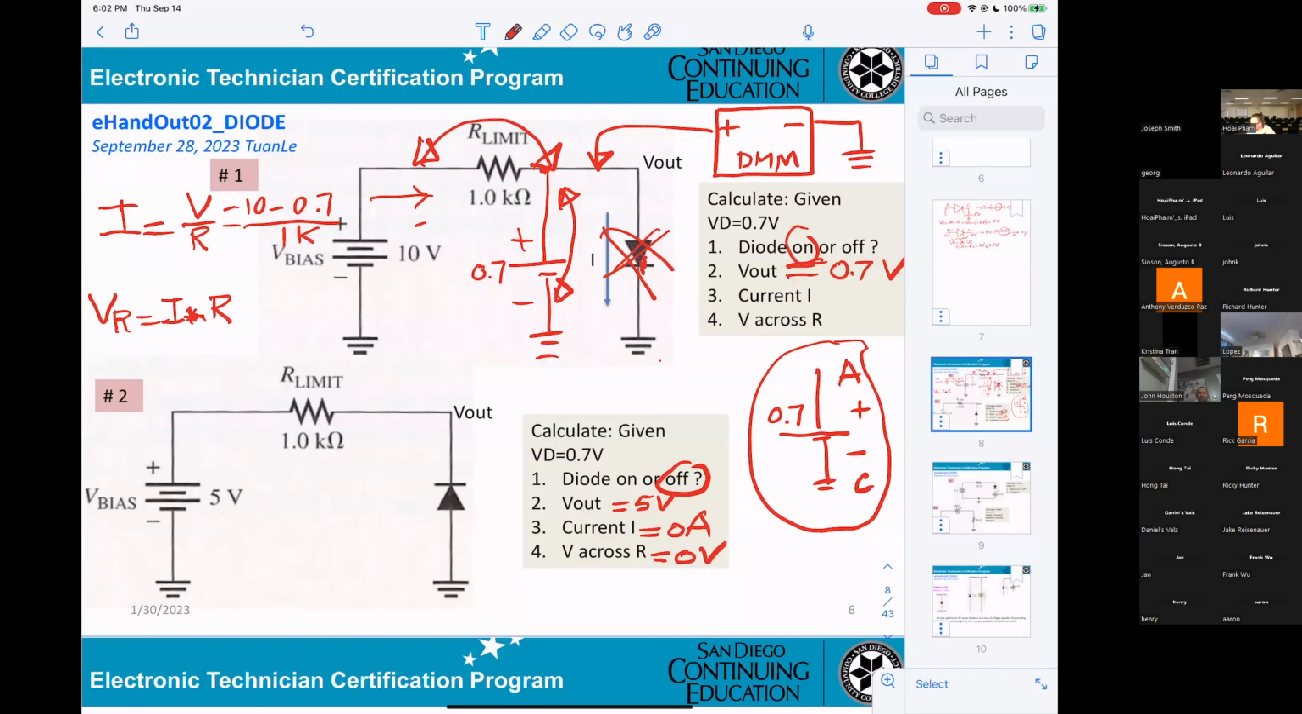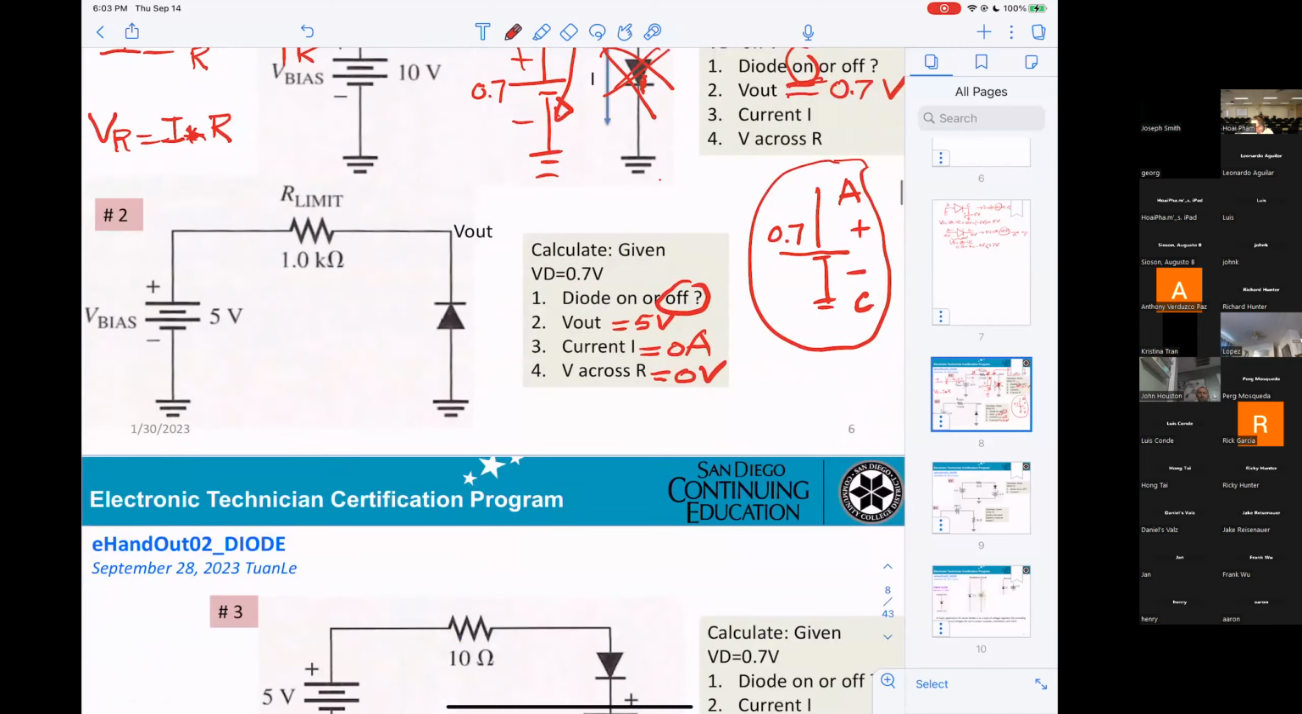Okay, any question about these 2 problems? Anything not clear, let me know. Okay, looks like you guys are okay.